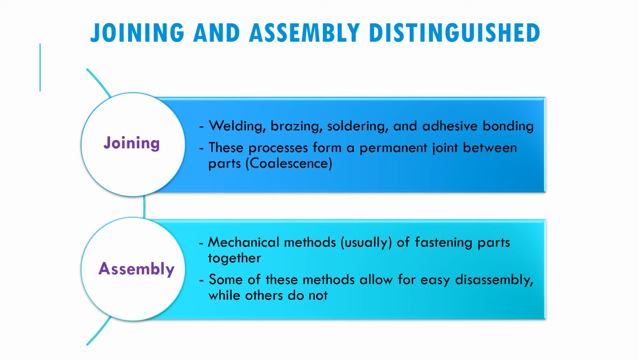product. As for the assembly, it is a mechanical method usually using fastening parts. For example, you use a bolt and nut to assemble the parts together, and some of these methods will allow for easy disassembly, while some of them do not give any method for disassembly.